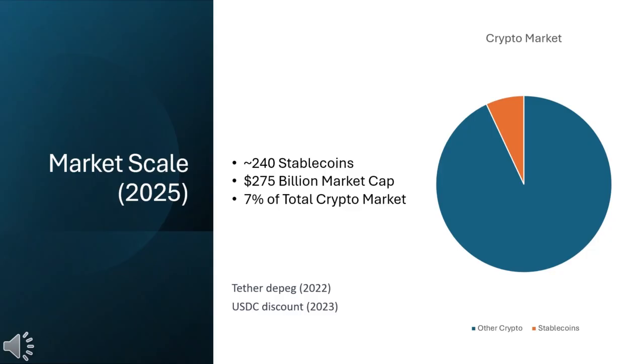For example, Tether deviated from its dollar peg in 2022 after the FTX failure, and USDC traded at a discount during the 2023 Silicon Valley Bank crisis. These incidents recall classical gold standard problems of convertibility under stress, but unfold more rapidly in 24/7 digital markets.